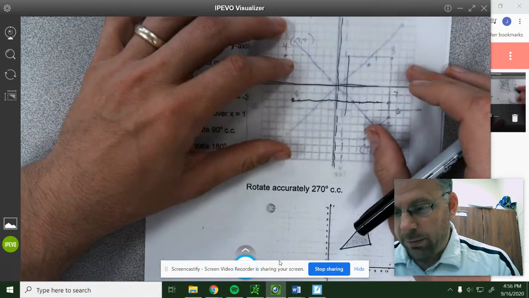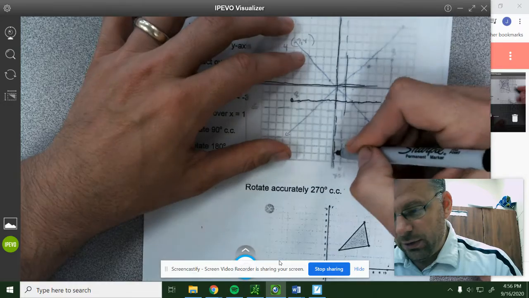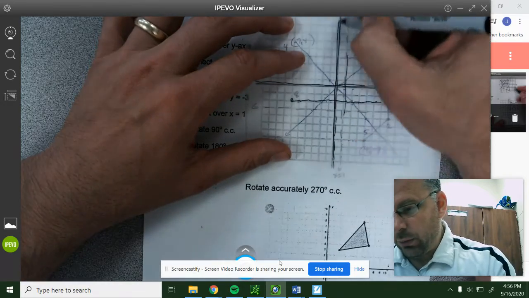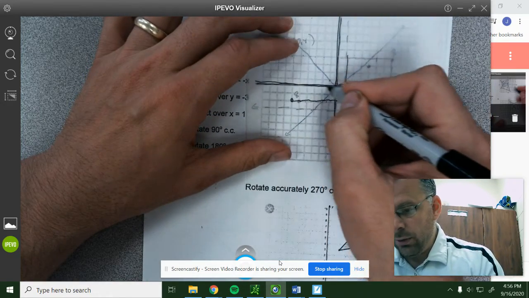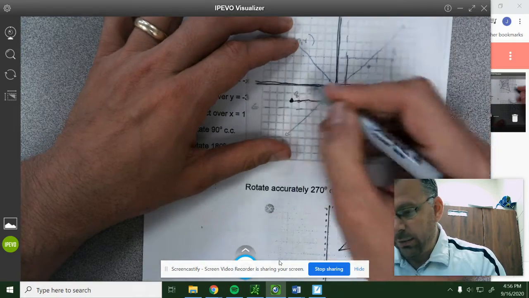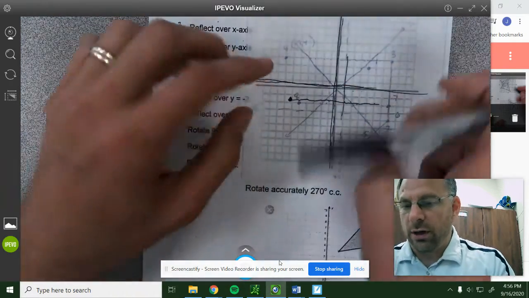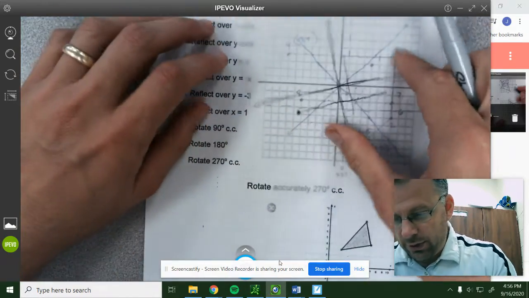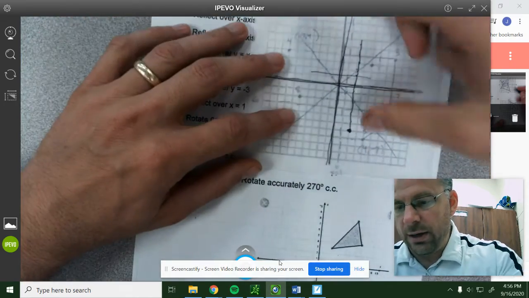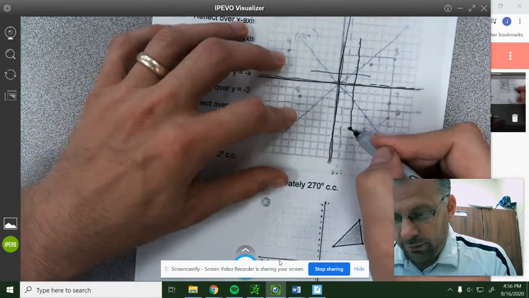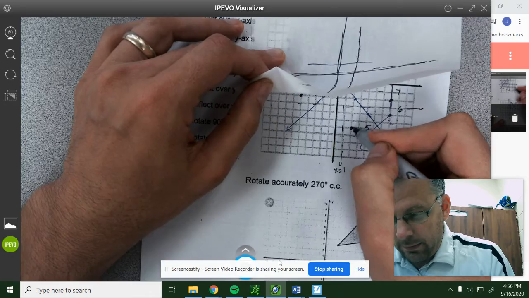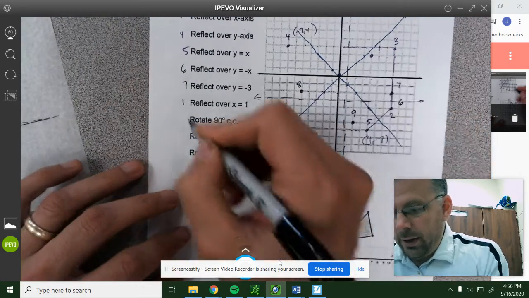Okay, so here's my point. Let's use this as my axis. 1 and 2. And here's my point. I'm going to go 90 degrees counterclockwise. Counterclockwise goes this way, so I just simply rotate. Here's my new point right over here. So this is point number 9.